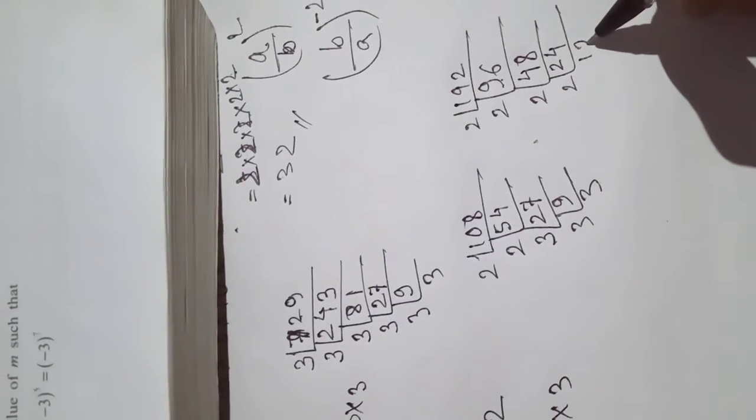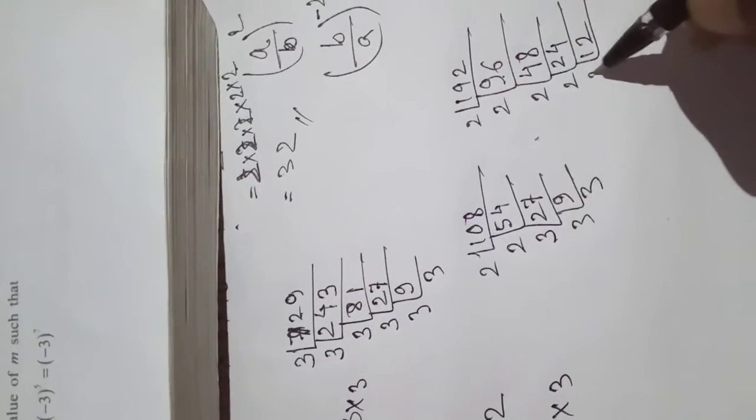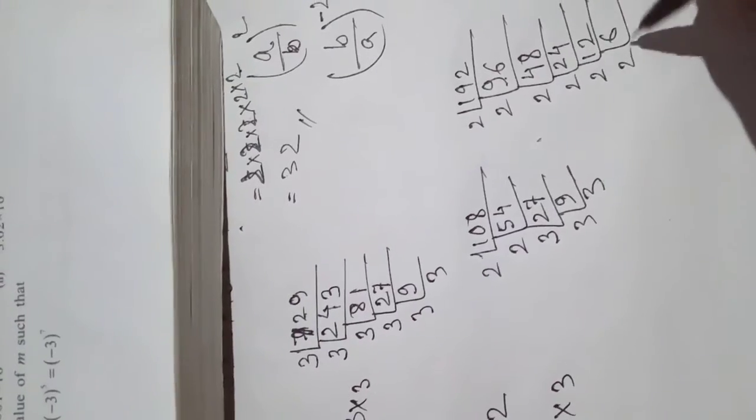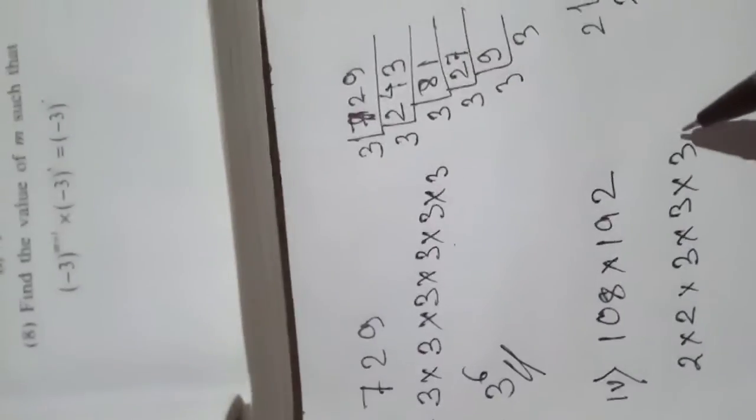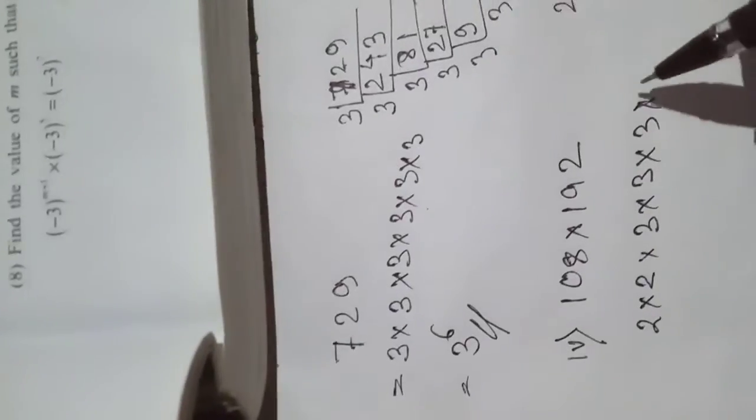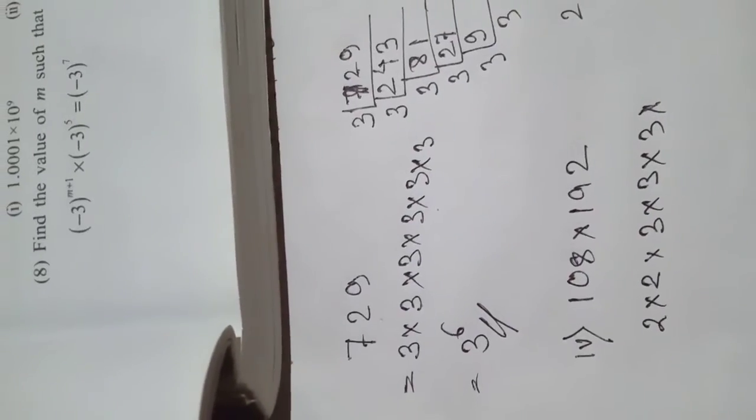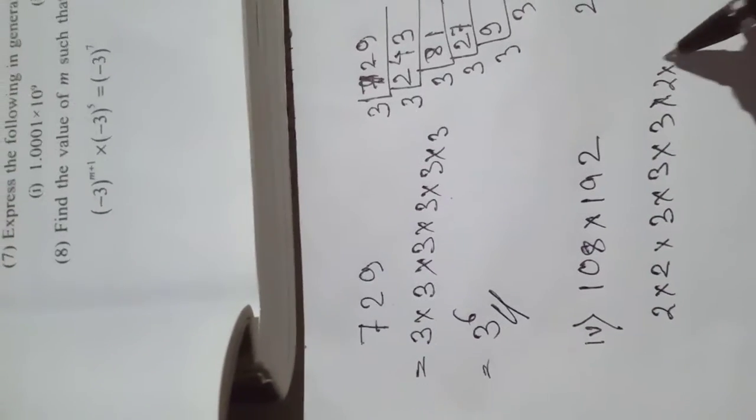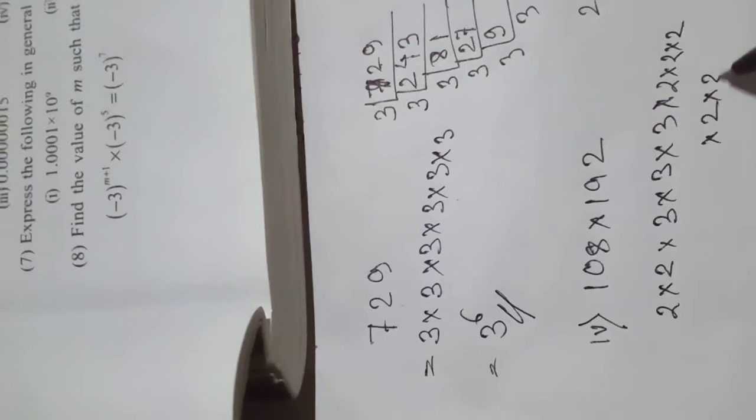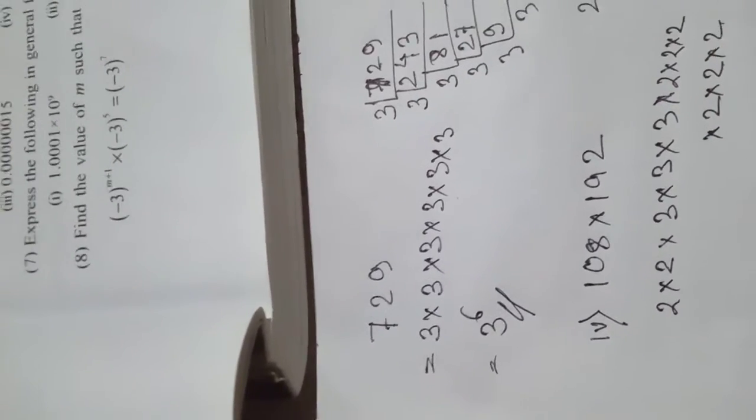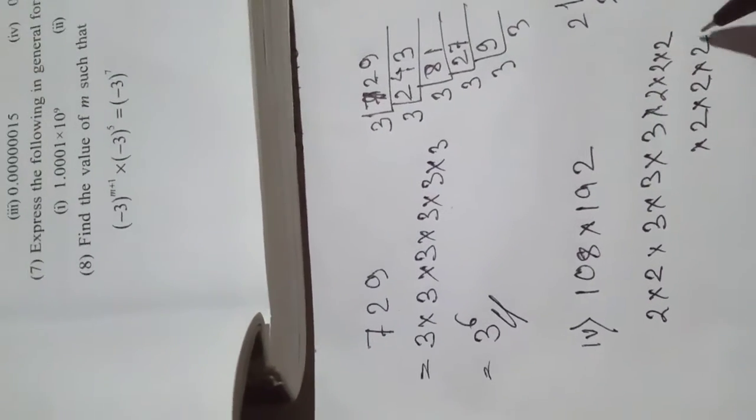2 2s are 4. Then 2 6s are 12. 2 3s are 6. Okay, now 192 can be written as 2 into 2 into 2 into 2 into 2 into 2, that is 1 2 3 4 5 6 twos, then 3.